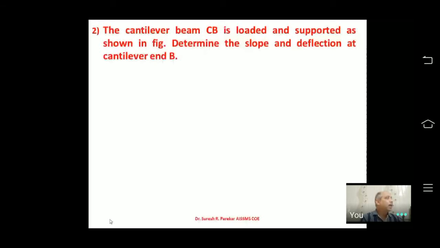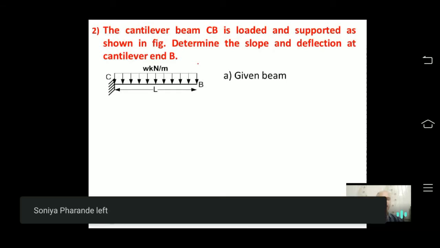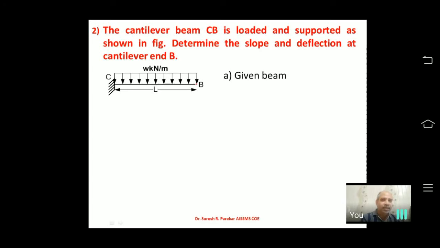We have considered here that the cantilever beam CB is loaded and supported as shown in the figure. Determine the slope and deflection at the cantilever end. So what is given? Beam CB with W kilonewton per meter. Now what is the next step? EI is constant, not changing, so we have the M by EI diagram directly. We need not go for the M diagram and then the EI diagram. So we have the M by EI diagram directly.